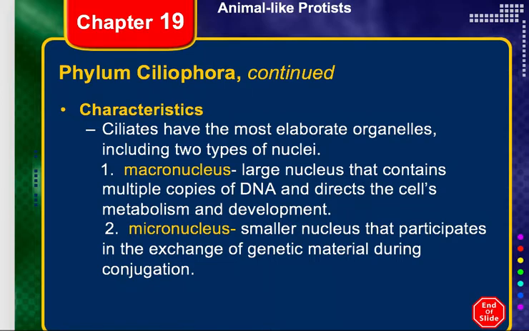So we have a large nucleus and a small nucleus. This is something that is unique to the ciliates or paramecium, and the large one is dealing with metabolism and development. The smaller one is actually dealing with the exchange of genetic material in the type of sexual reproduction called conjugation.